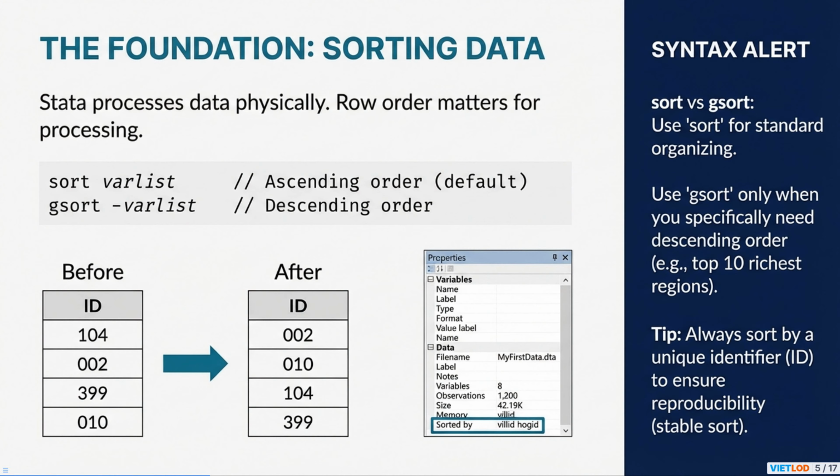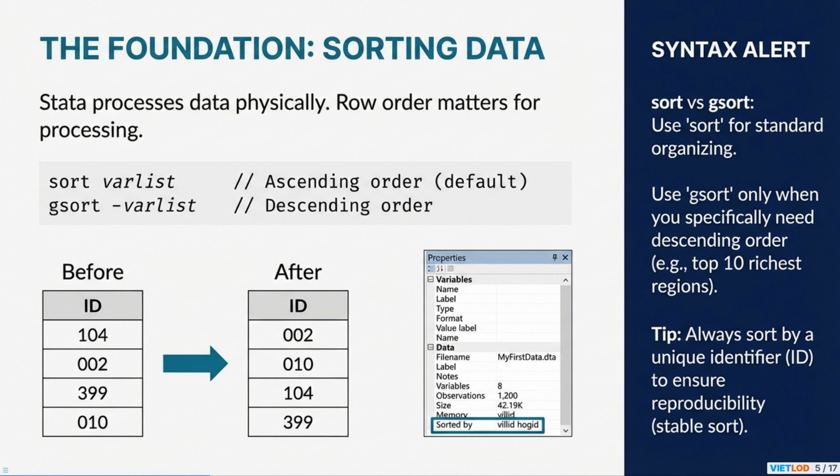In Stata, the physical order of rows in your dataset matters for many commands. The sort command is the primary tool for organizing your data. By default, sort arranges the data in ascending order based on the variable or variables you specify. This is the most common use case. For descending order, you can use the gsort command. For example, gsort -varlist sorts the data in descending order of varlist. This is useful for tasks like finding the top 10 observations.